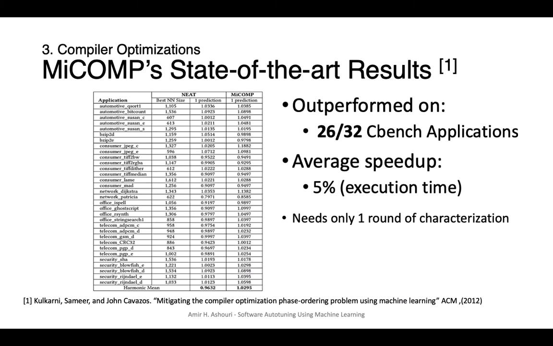Finally, that was another set of results with the state-of-the-art work of John Cavazos and Samir Kulkarni. The data set we compared both cases on was cBench. And you see on 26 applications out of 32, we were outperforming the other paper. On average, this method, the full sequence speedup prediction method, could bring on average a 5% speedup on the execution time of the applications.